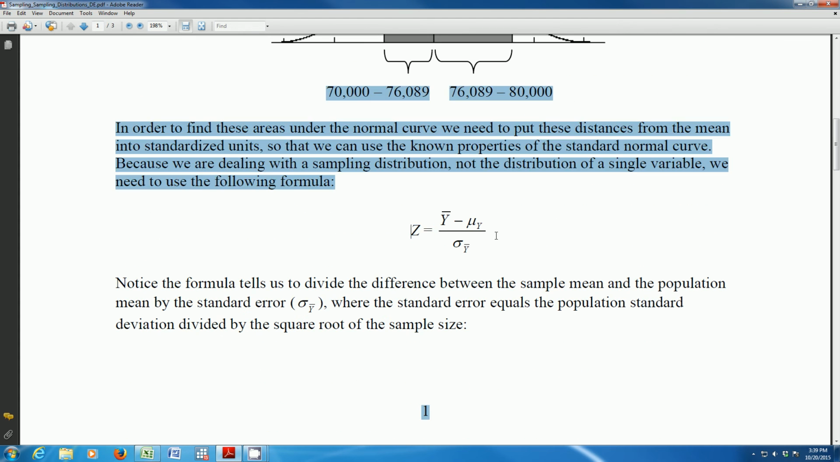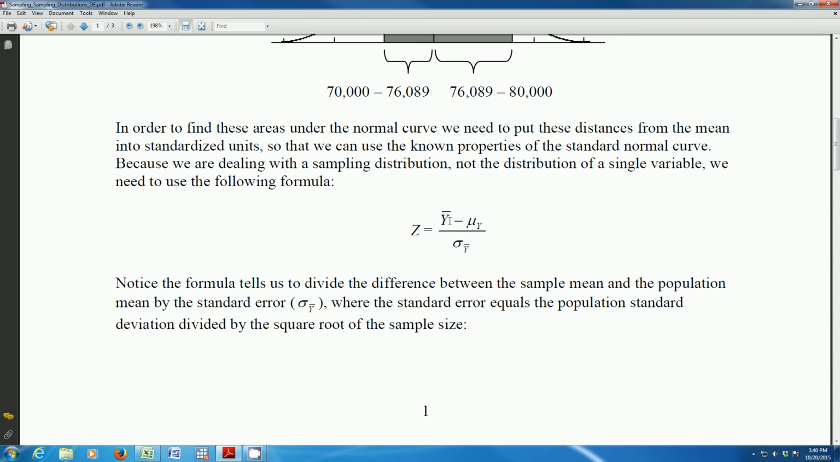We're going to use this formula. The formula tells us to take some value, in this case y bar, and subtract from it its mean, mu sub y, which is the population mean. We divide that by sigma sub y bar, which is the standard error of the mean. Notice that this formula is a little different from the one we used previously. Last time we had a normally distributed variable. This time we have a distribution of sample statistics. If we assume that the average income can be represented by y, this time we have a distribution of sample means, and they're distributed around the true population mean, 76,089.